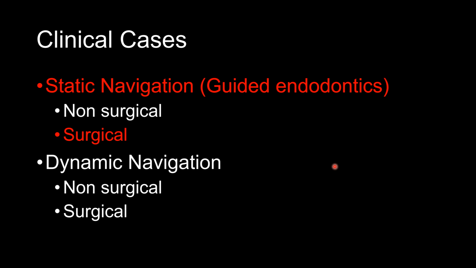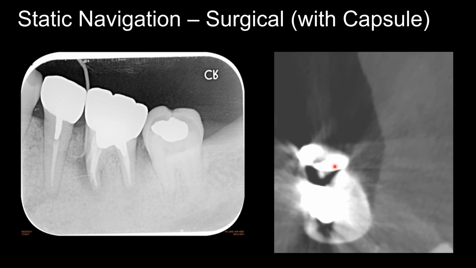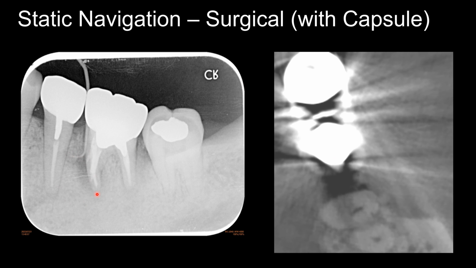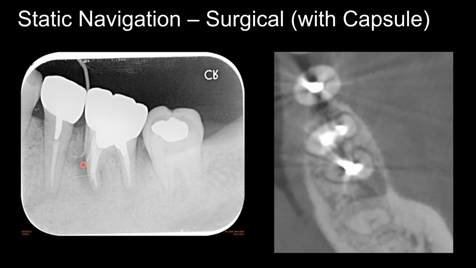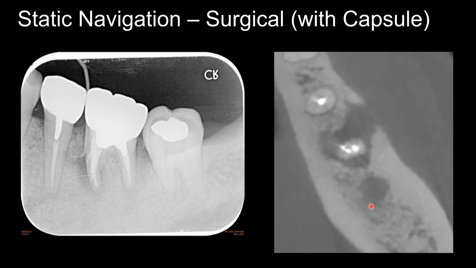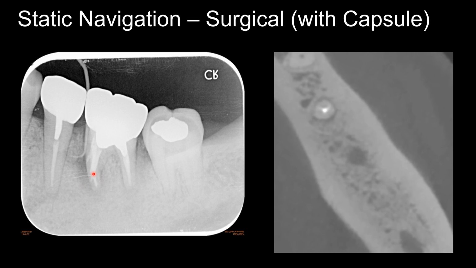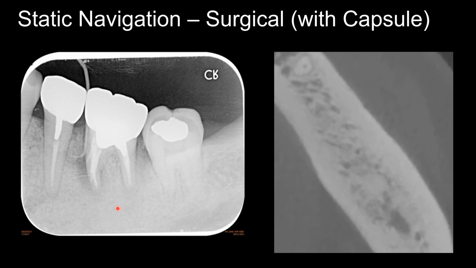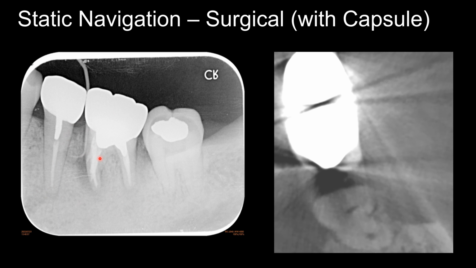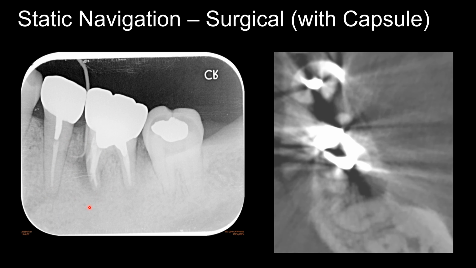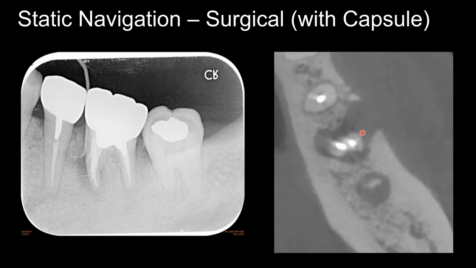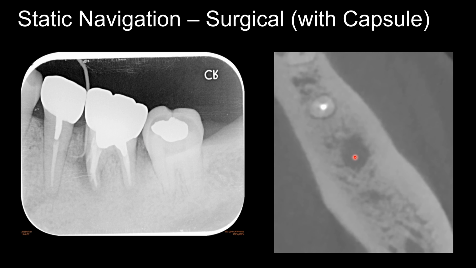And let's come to the static navigation in surgery cases. In this surgery case, the patient has a sinus tract at the mesial root. In the CBCT, we can also see the lesion in the distal root, but it's not very well defined in the apical radiograph. A lot of people may ask me if this is a vertical root fracture. We also considered it, and we can see the buccal bone loss at the mesial root.